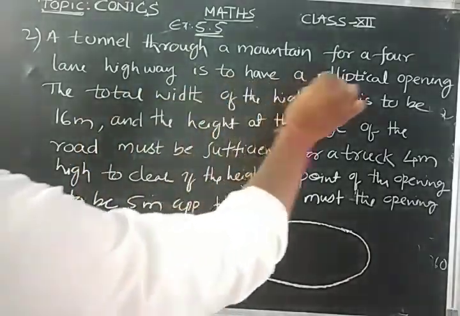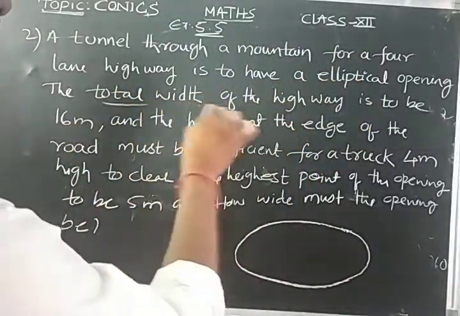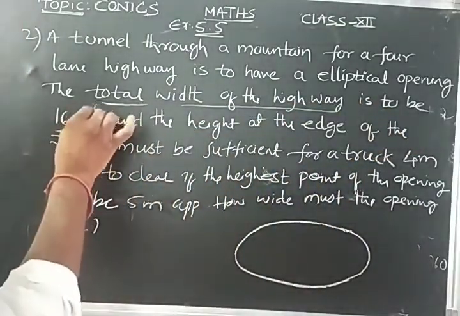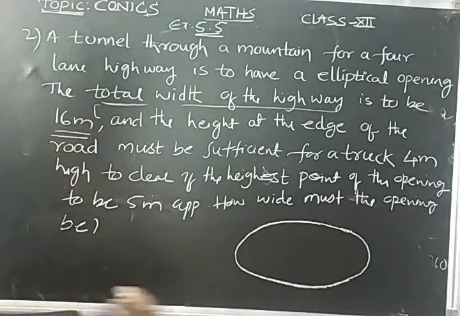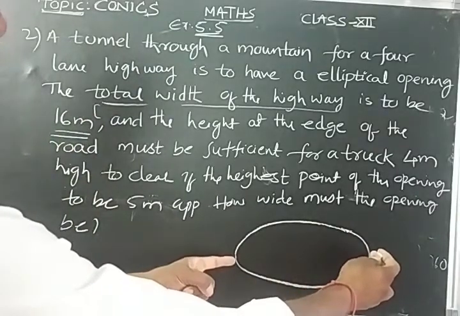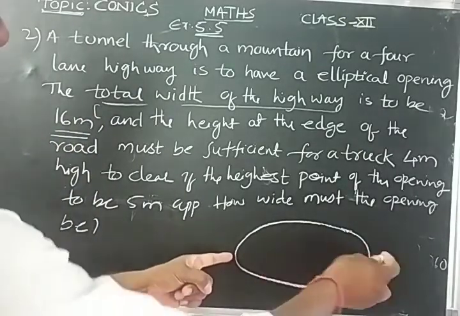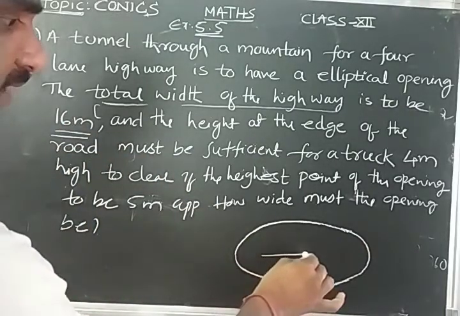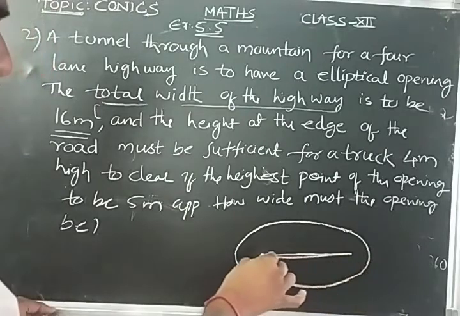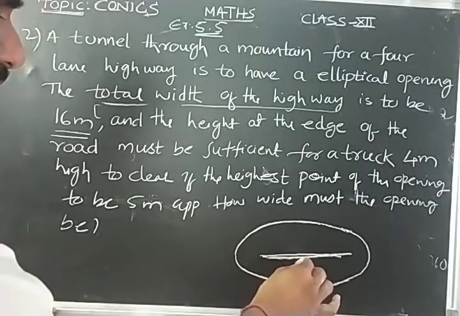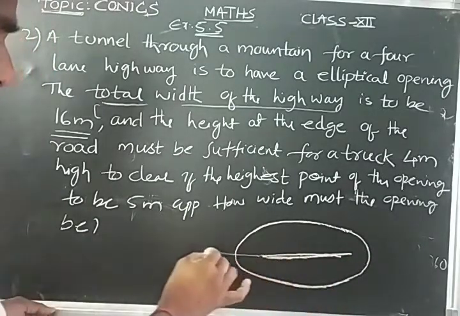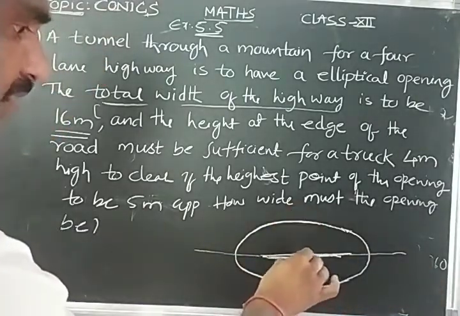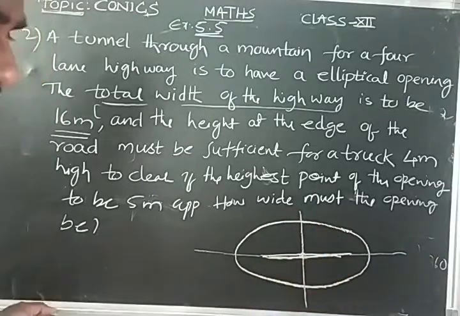And the total width of the highway is to be 16 meters. And here we have one condition. It is not at the ends of the beginning of the opening. So the highway has 16 meters width. Suppose I am taking some width of the highway, it is 16 meters. If I consider this as the x-axis, and here I will take the middle of the road as the y-axis.